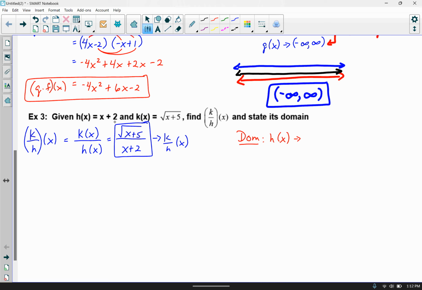So looking at my h of x function, I'm going to ask myself those same questions. Here's my function for h of x. Does it have a letter in the denominator? It doesn't have a denominator, so definitely not. Does it have an even root? There's no radical sitting here, so definitely not to that. So h of x, domain, negative infinity, positive infinity.